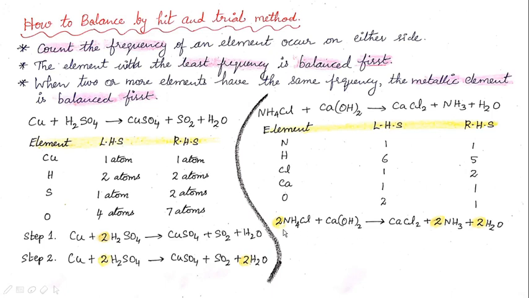So after balancing, we got this formula: 2 molecules of ammonium chloride plus 1 molecule of calcium hydroxide gives 1 molecule of calcium chloride plus 2 molecules of ammonia plus 2 molecules of water. So this is how we are supposed to balance these equations.